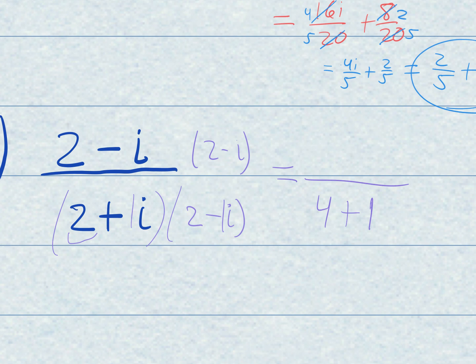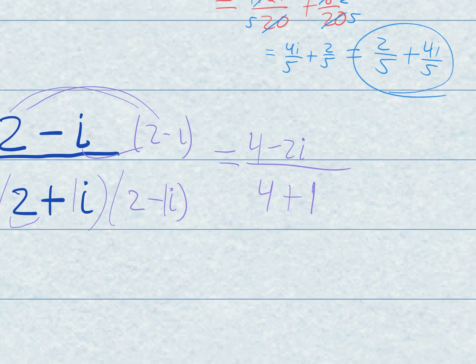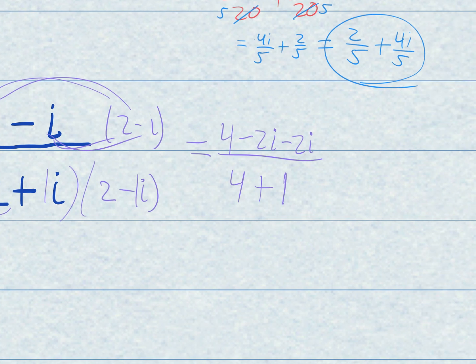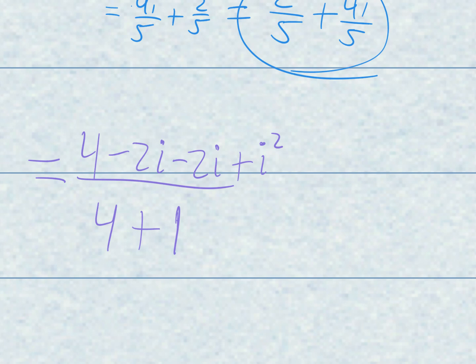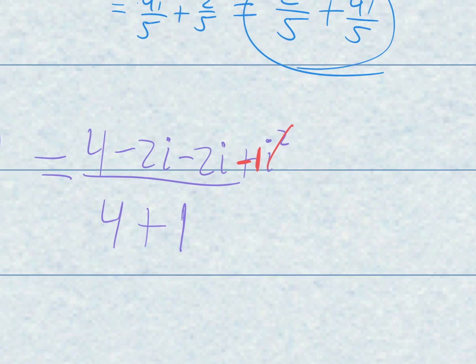And then on the top, you want to FOIL this out. 2 times 2 gets you 4. 2 times negative i gets you negative 2i. Negative i times 2 is going to get you negative 2i. And then negative i times negative i is going to get you positive i squared. With the i squared, you want to cross it out and replace it with a negative 1. So we get minus 1. If there's nothing in front of the i, again, it's a 1, so change the sign in front of that 1.